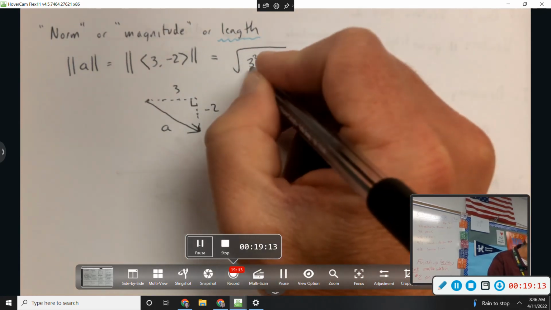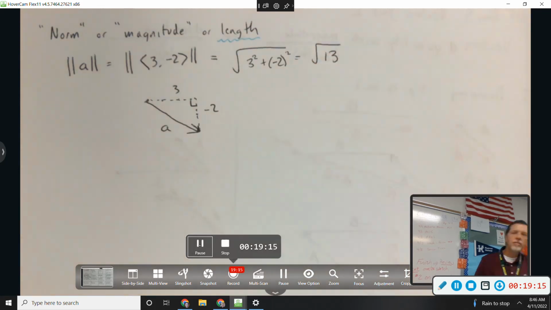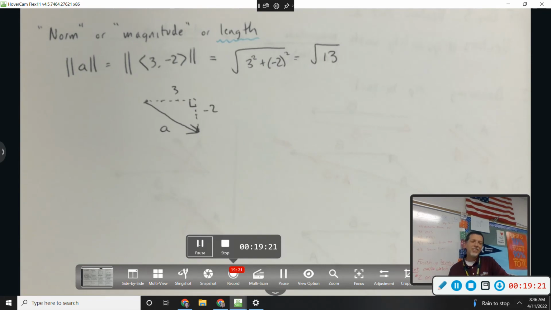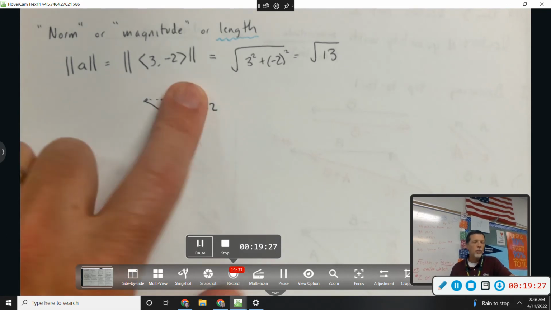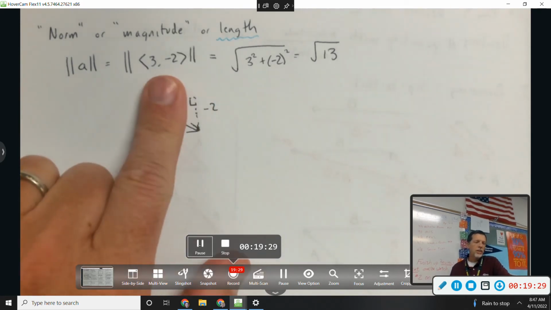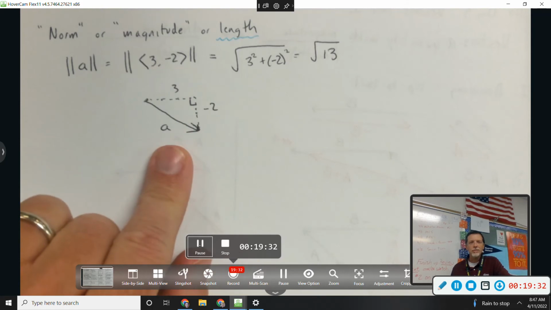So 9 plus 4 is 13. Square root of 13. And then really, since now you know what it is, you don't have to draw a picture every time. The picture helps you remember the formula, but if you just look at that and think, oh yeah, it's A squared plus B squared, you don't have to draw the picture.